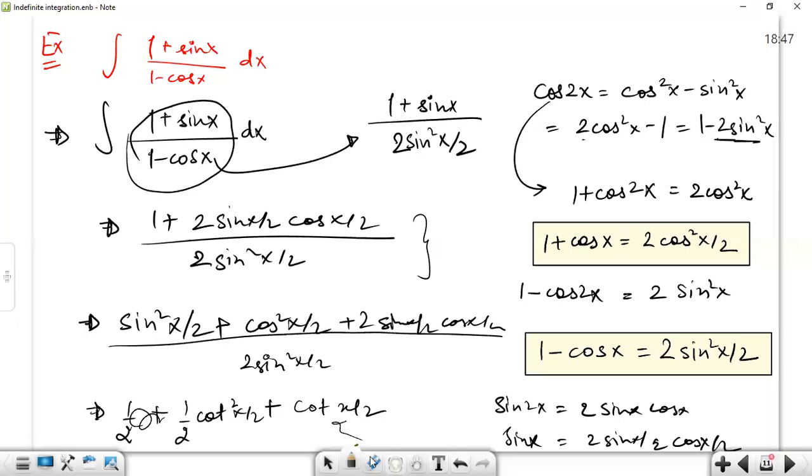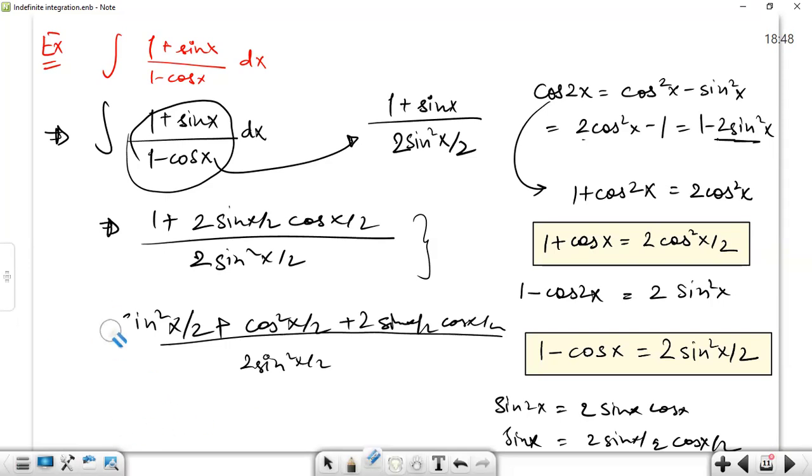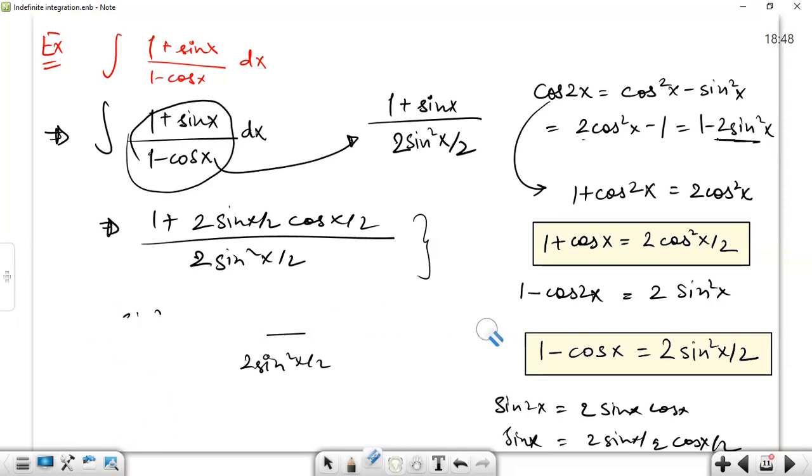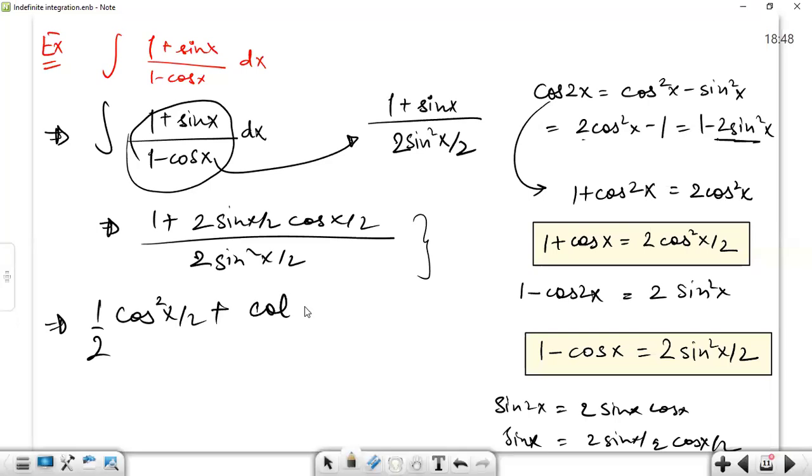We have to simplify now further. Okay. So half into cos square of x by 2 plus 2 will get cancelled by 2 sines, one degree of sine x by 2 will be cancelled, and cos x by 2 by sine x by 2 will be written as cot of x by 2. So this is our function.